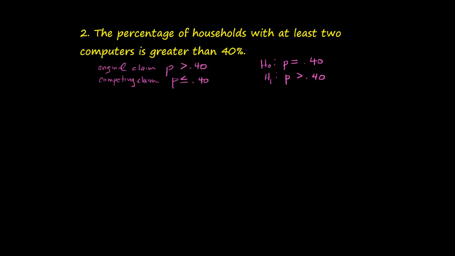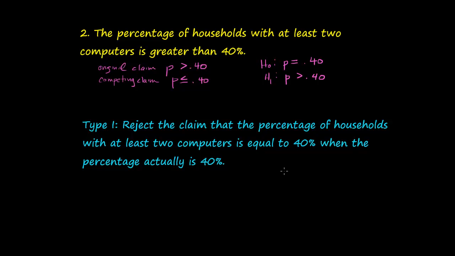Okay, so now let's look at type 1 error. That's when we reject the claim that the percentage of households with at least 2 computers is equal to 40% when it actually was equal to 40%. We rejected, but it was actually true. We had a true null hypothesis, but we rejected it.